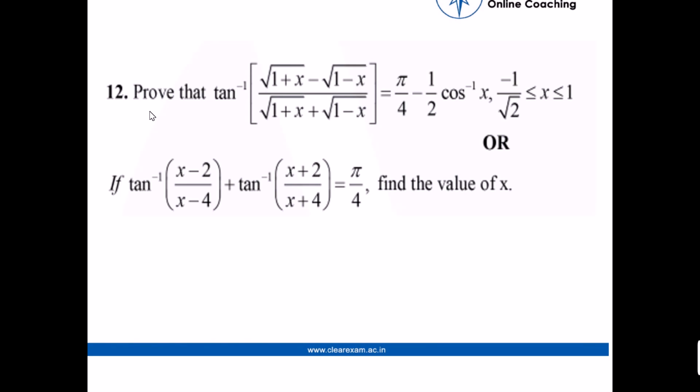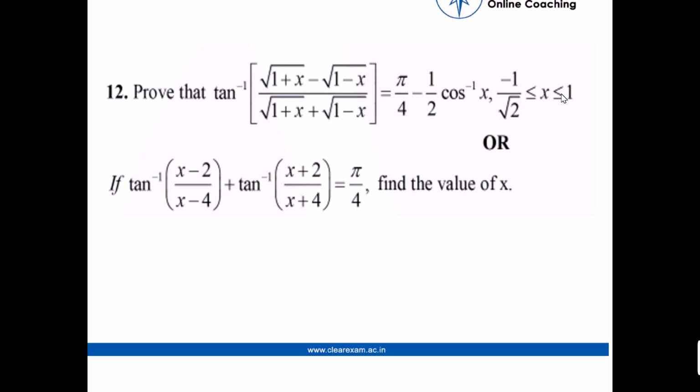So our 12th question is: prove that tan inverse of (√(1+x) − √(1−x)) divided by (√(1+x) + √(1−x)) is equal to π/4 minus 1/2 cos inverse x, where x ranges from minus 1/√2 to 1.